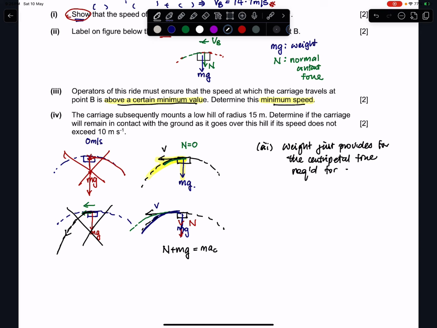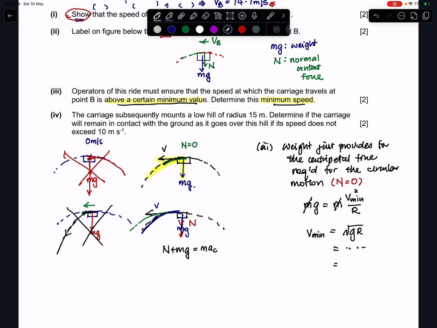For the circular motion, your normal contact force is equal to 0. When that happens, you will have mg equals mv_min squared over r, and then the m will cancel and you can work out what v_min is, and v_min is the square root of gr. Substitute in and you should be able to get 8.3 meters per second. So this is the answer for part 3.